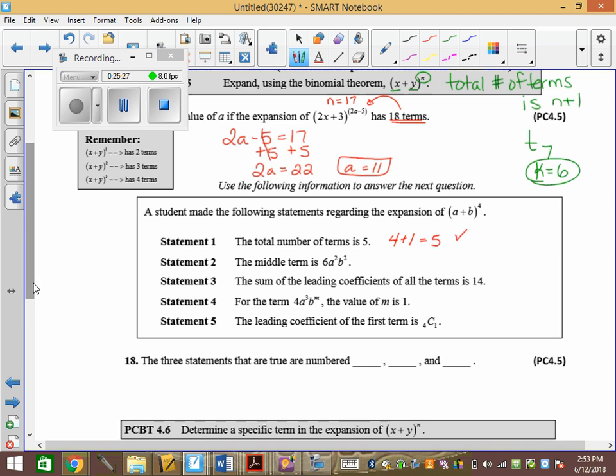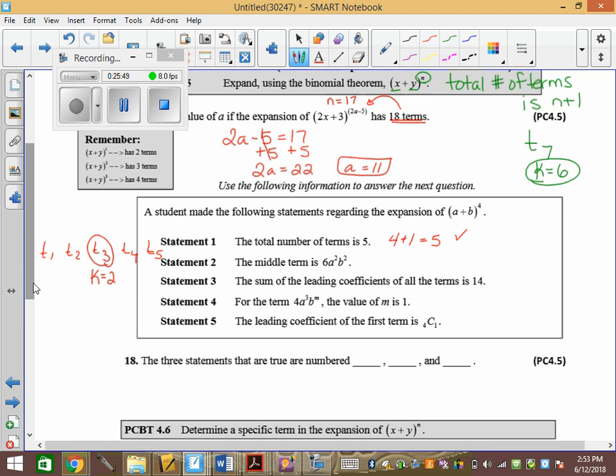The middle term. If we don't know what the middle term is, we can still go term 1, term 2, term 3, term 4, term 5. The middle term is term 3. What does k equal then? k equals 2. It's always one less. Term 1, k equals 0. Term 2, k equals 1. Term 3, k equals 2.